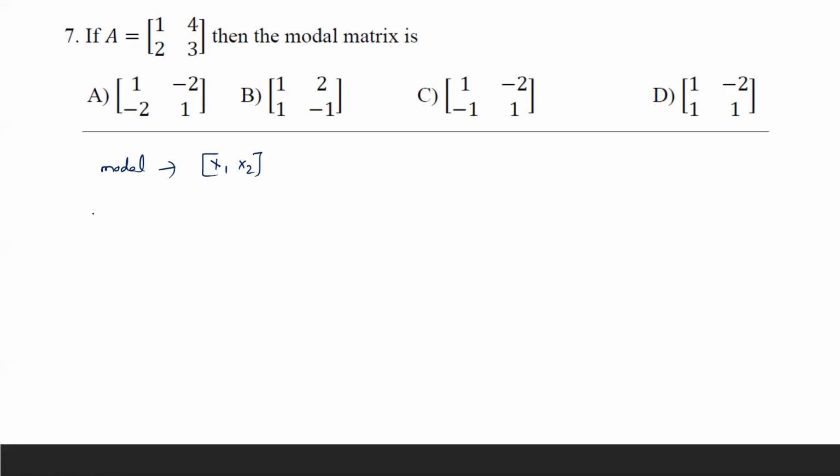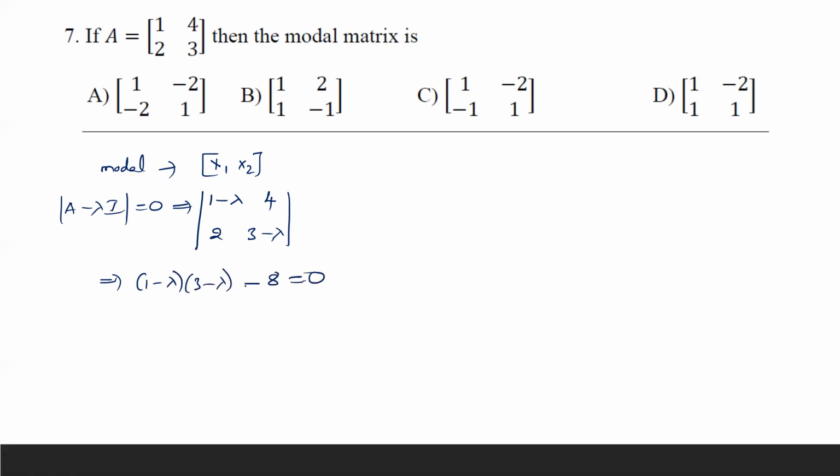Now to write the modal matrix of this matrix, we need to find the eigenvalues and of course the eigenvectors. To calculate the eigenvalues, we need to evaluate the determinant of A minus lambda I and equate it to 0. So if you just evaluate this, it is 1 minus lambda, 4, 2, and 3 minus lambda. These are the elements of matrix A minus lambda I. So if you evaluate this determinant, it is (1 minus lambda) times (3 minus lambda) minus 2 times 4, which is 8, is equal to 0.